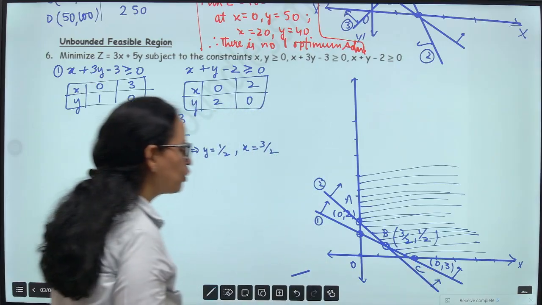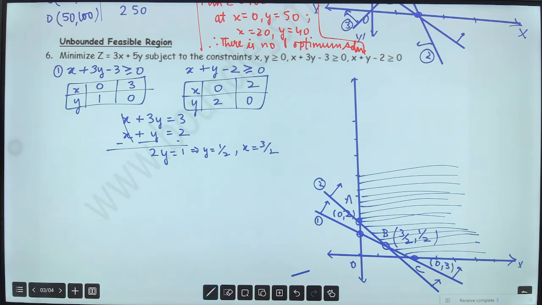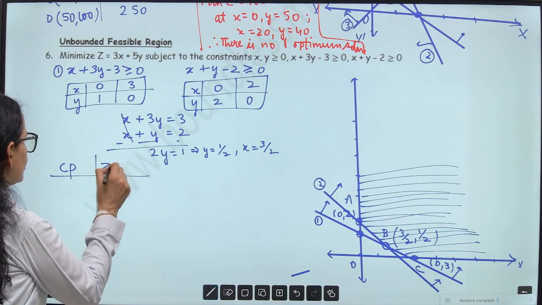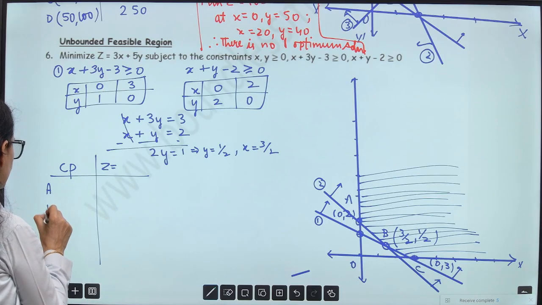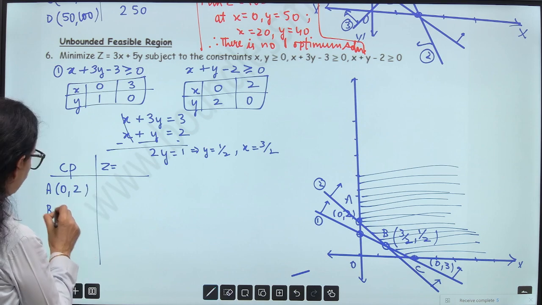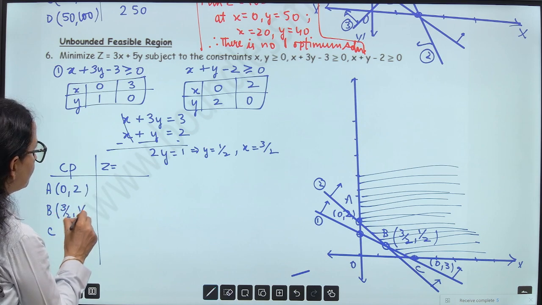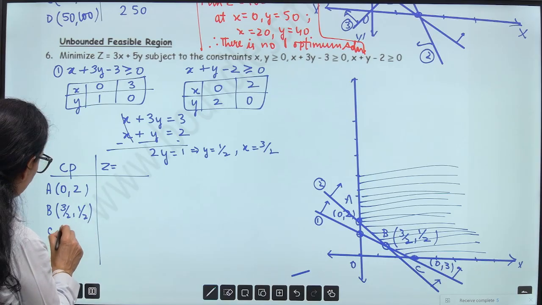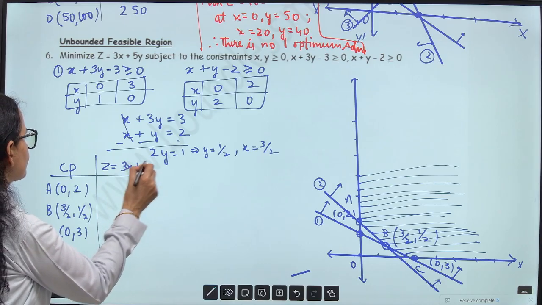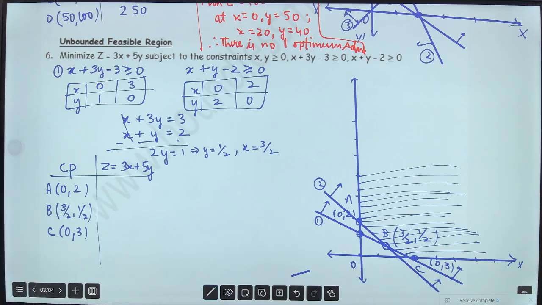So we have the three corner points, but where is the objective function maximized or minimized? How do we find that? Again, make the table for the corner points and the objective function. So the three corner points are 0 and 2, 3 by 2 and 1 by 2, and then we have 0 and 3. The objective function is 3x plus 5y. So what is the value of this objective function at these corner points?